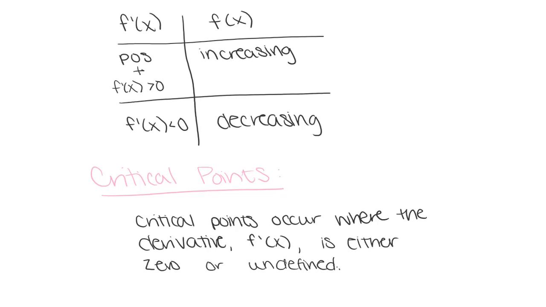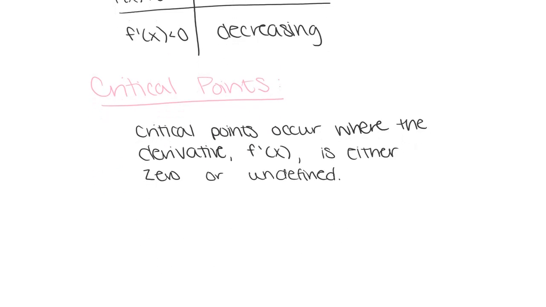To do so, we need to find our derivative first, and then we can set it equal to 0. Or a lot of times when you're talking about undefined, you're going to be looking at a function that has a numerator and denominator, and you can set the denominator equal to 0 to find where the function is undefined. Once we have our critical points, we can make ourselves a sign chart.